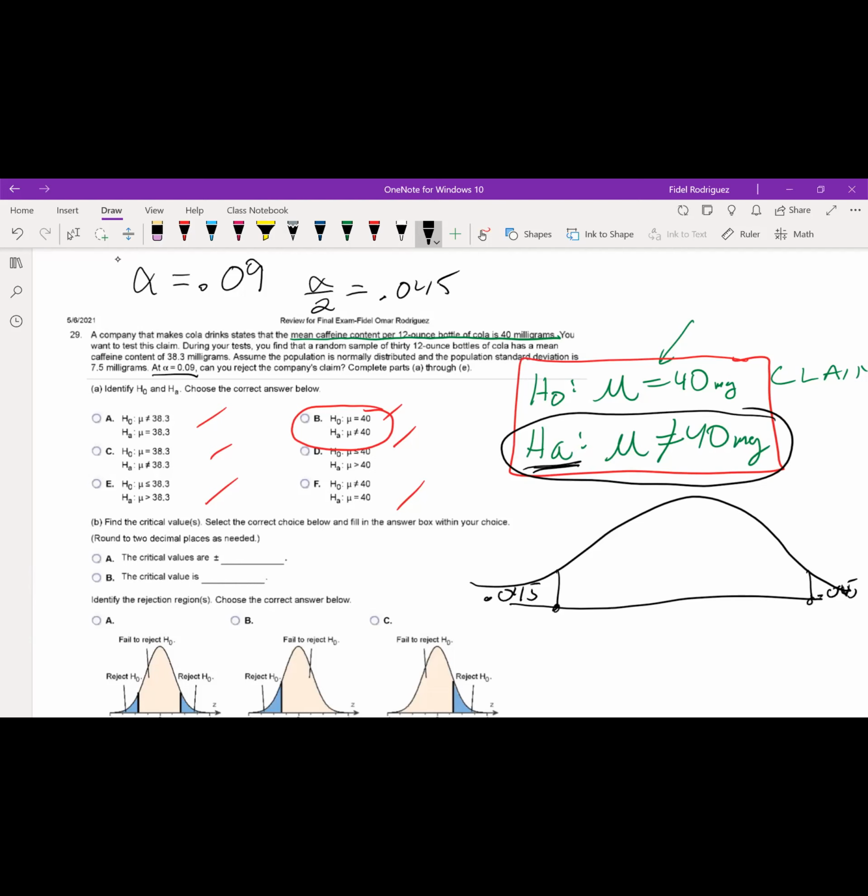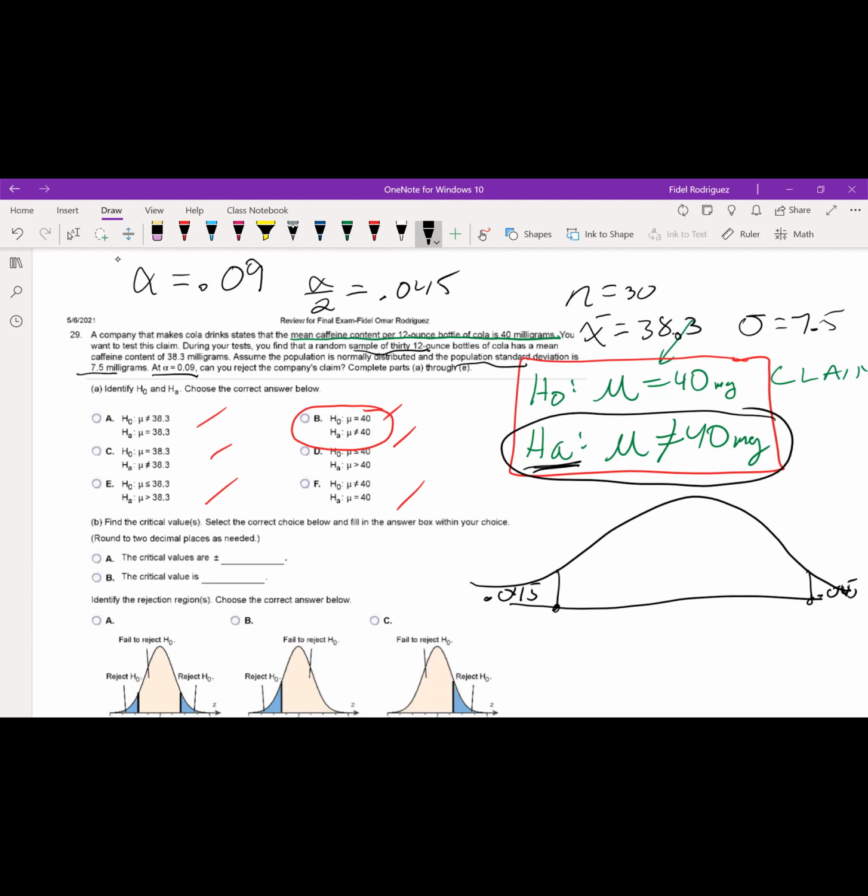When I read in the problem, it says we have a random sample of 30, so my n in this case is 30, 12-ounce bottles. And the mean caffeine content, so my x bar in this case, is 38.3. And it says, assume the population is normally distributed with a population standard deviation of 7.5. So they're telling me that my sigma is 7.5.